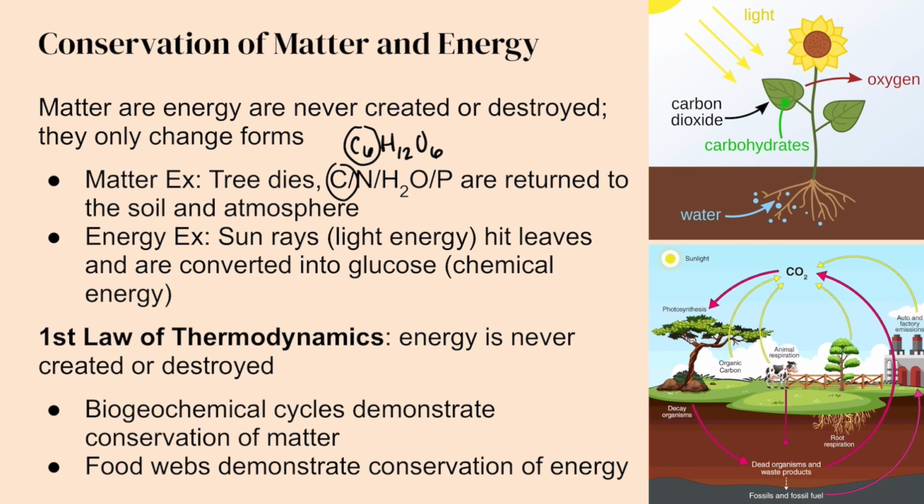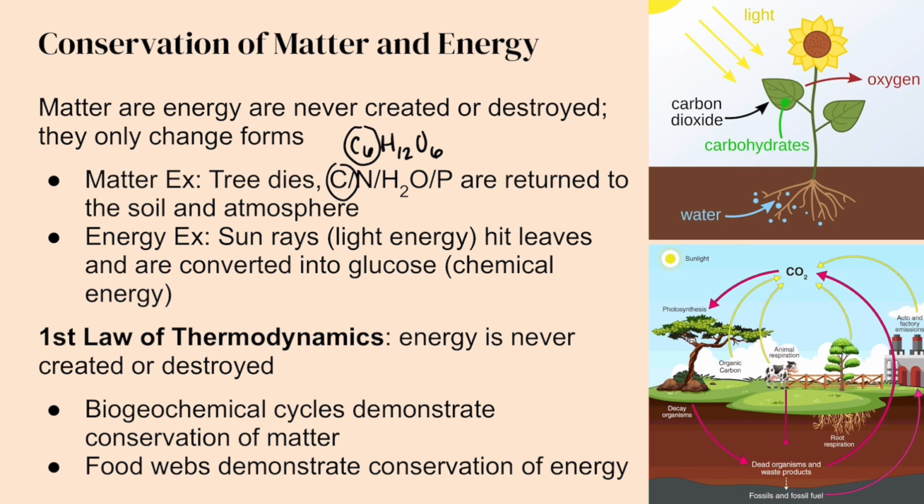So our biogeochemical cycles are an example of conservation of matter because we have things like carbon, nitrogen, phosphorus, and water that are being converted into different forms, but the actual number of those atoms is not changing. And then food webs demonstrate conservation of energy.